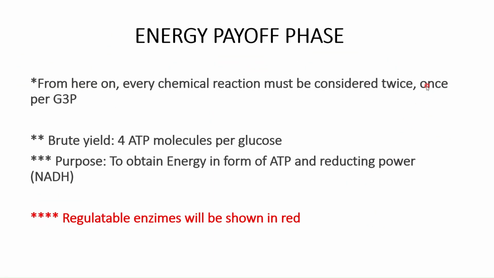Our gross yield is going to be 4 ATP molecules per glucose, and the purpose is to obtain energy in the form of ATP and reducing power in the form of NADH. Okay. Once again, regulatory enzymes will be shown in red.